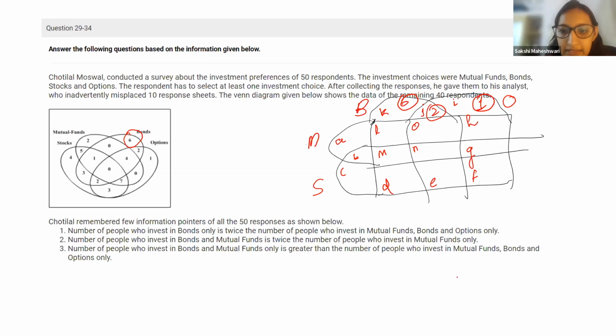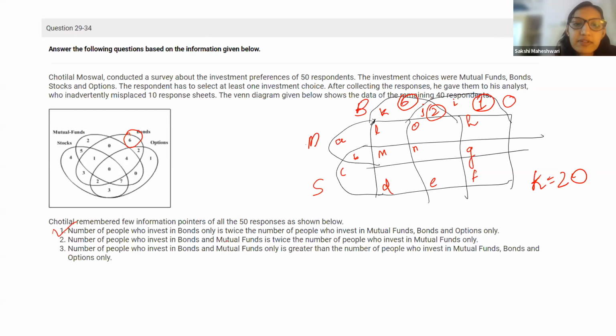K is twice the number of people who invest in mutual funds, bonds and options only. Which is mutual funds, bonds and options only? You can see this is the intersection of bonds and options, and for mutual funds including, so this K equals 2O. And now the second condition is given.